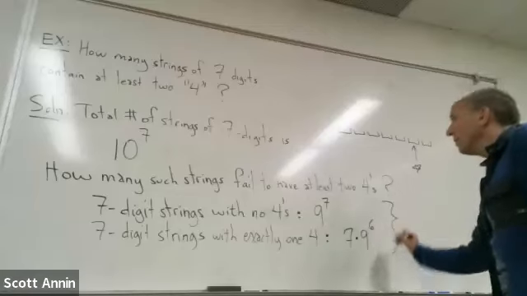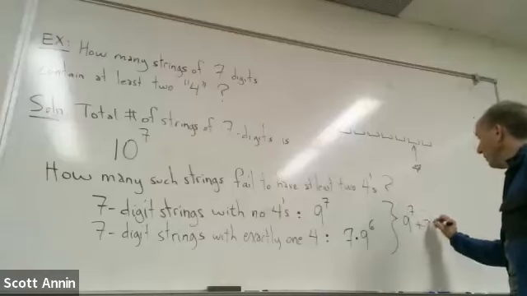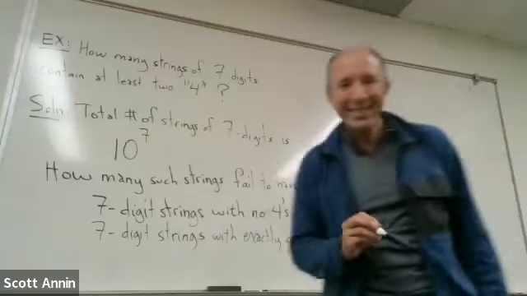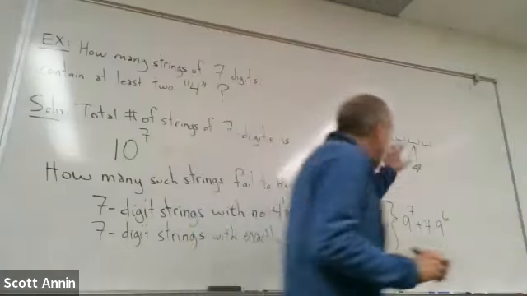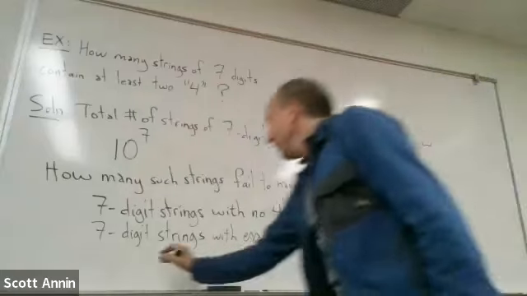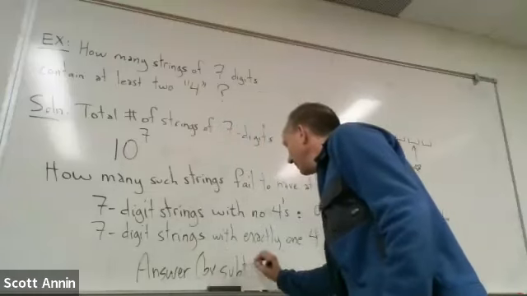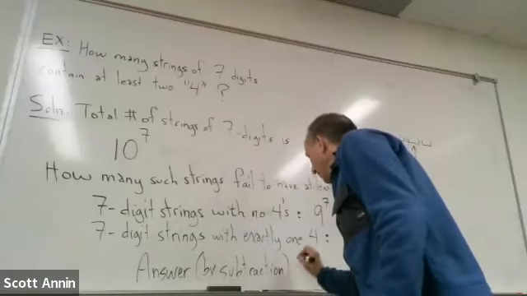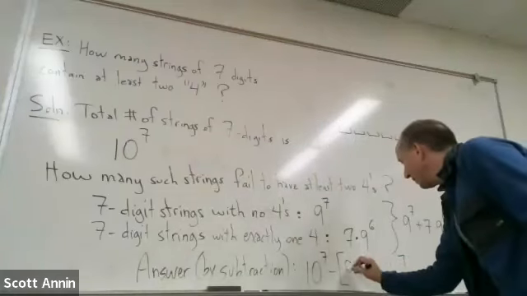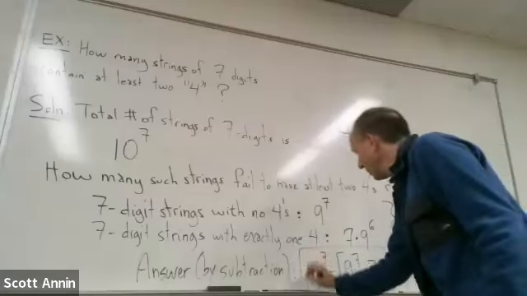So how many strings fail to have at least 2 4s? By the addition principle, it is simply 9 to the 7 plus 7 times 9 to the 6th. And that is what we actually want to subtract from the total number of 7-digit strings. And so the final answer to the problem by the subtraction principle would simply be 10 to the 7 minus this quantity of 9 to the 7 plus 7 times 9 to the 6th.